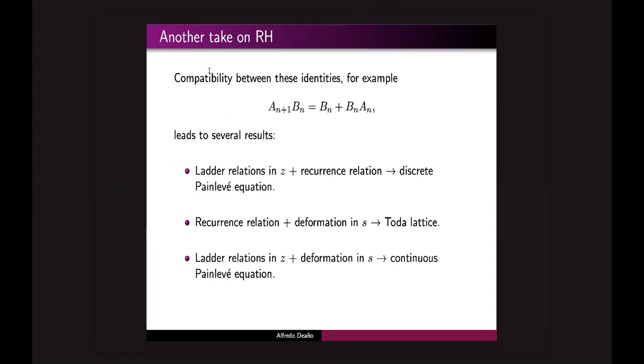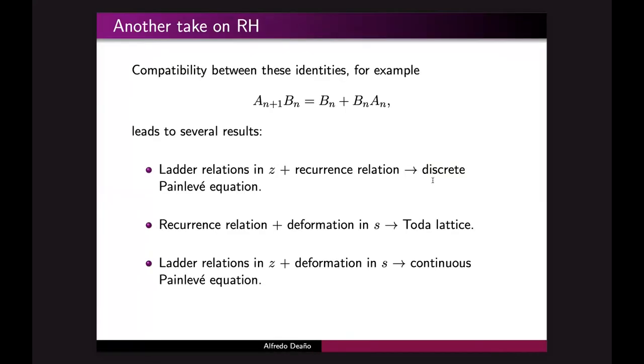So you say, if I shift in n and I differentiate, it's the same as if I differentiate and then I shift. That gives me a nonlinear relation between A_n and B_n, A_n and C_n, and B_n and C_n. So if you combine all these results, and again, this depends on the deformation that you have. As far as I know, it doesn't work in general, but with this type of exponential deformation, everything is classical in the sense that you get discrete Painlevé equations, you get the Toda lattice, and you get continuous Painlevé, depending on which identities you combine.